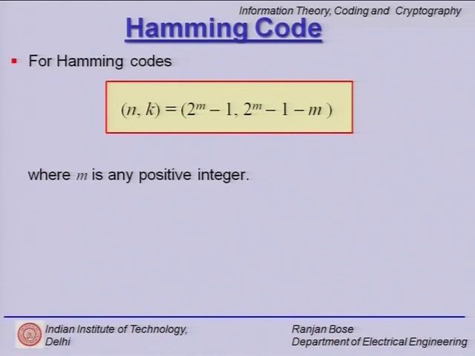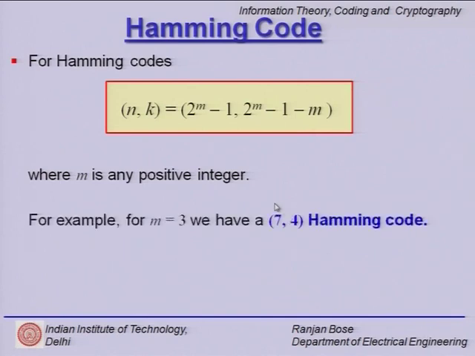Now, we will move on to a class of codes called Hamming codes. The property of Hamming codes is as follows: the (n, k) is given by (2 raised to the m minus 1, 2 raised to the m minus 1 minus m), where m is any positive integer. So, all Hamming codes satisfy this (n, k) condition. So, let us say m is equal to 3, and substituting 3 here would give you 7, and substituting 3 here will give you 4. So, (7, 4) is a valid Hamming code.